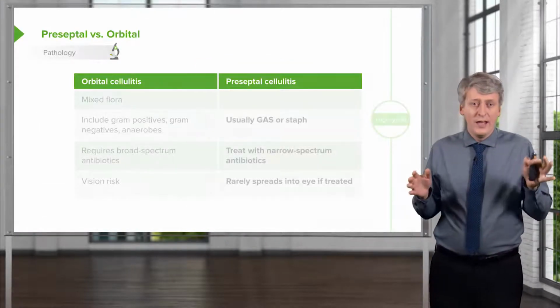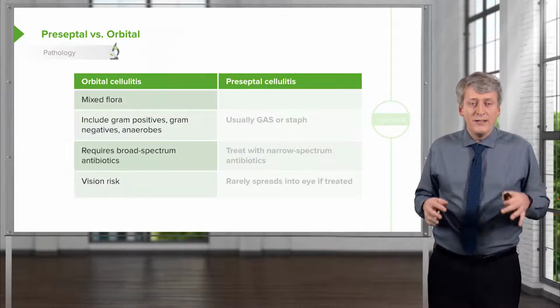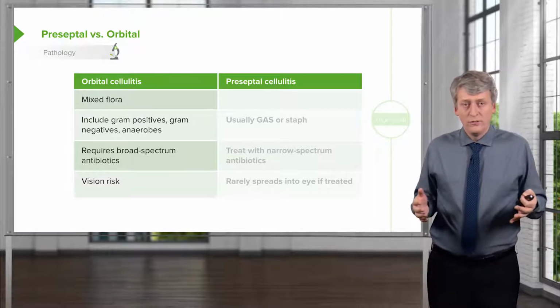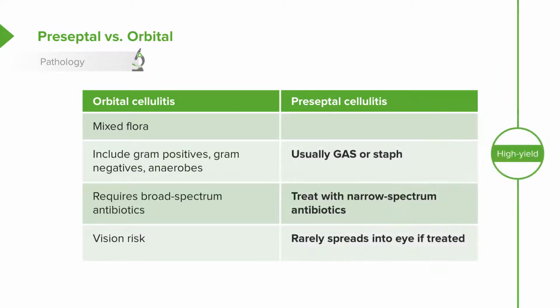So let's look then at the differences between these two infections. Orbital cellulitis is a mixed flora infection from the sinuses. It includes gram-positives, gram-negatives, and even anaerobes. And it requires broad-spectrum antibiotics to kill those bacteria. Also, there is a vision risk. This is an emergency. Preseptal cellulitis is usually group A strep or staph. We usually can treat it with narrow-spectrum antibiotics, like a first-generation cephalosporin. And it rarely spreads into the eye if we treat it correctly.